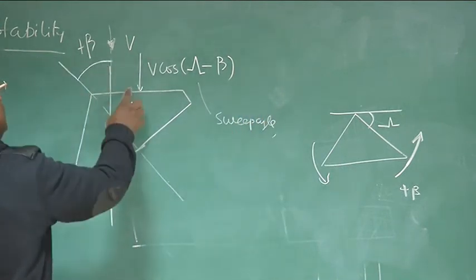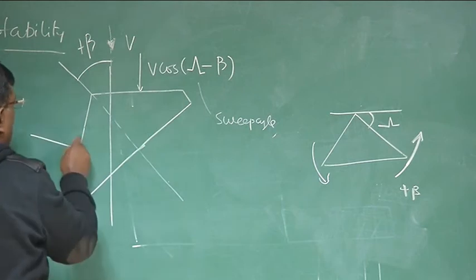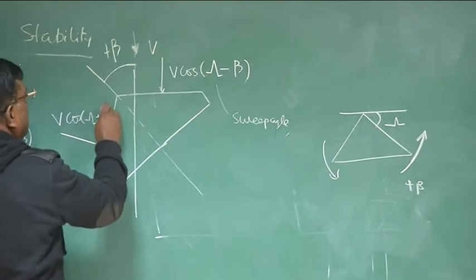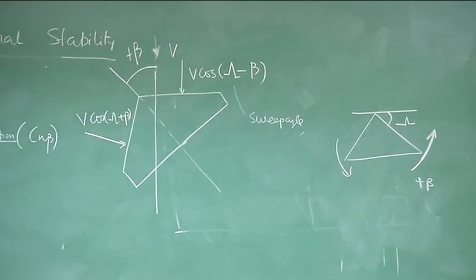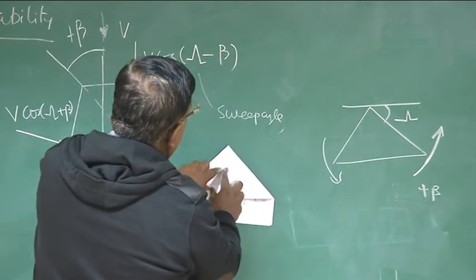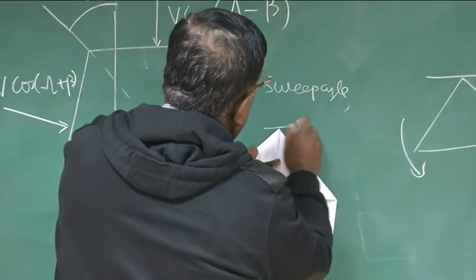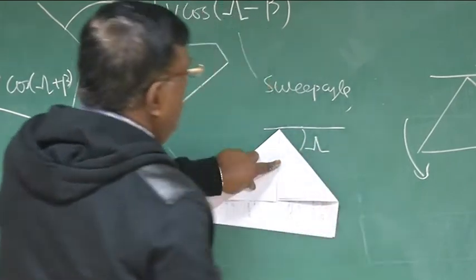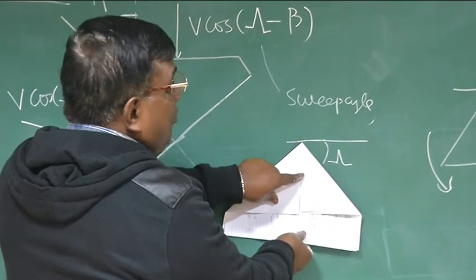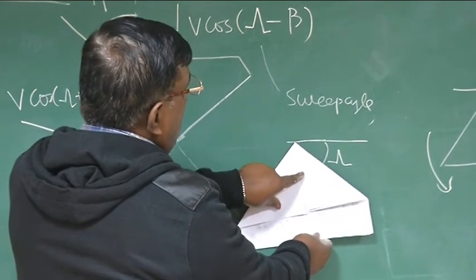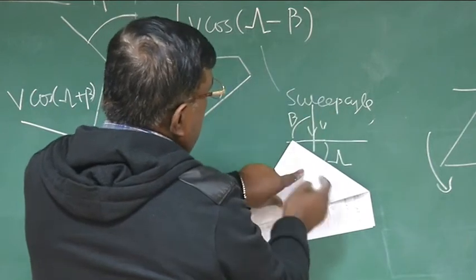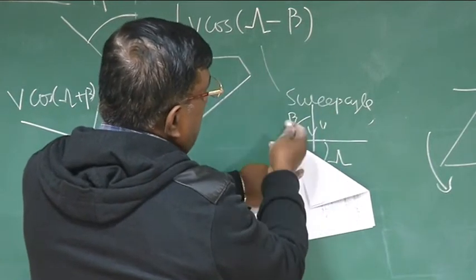Because it has gone in, it has reduced, whereas the normal component here has increased: V cos(lambda plus beta). Is this clear? If I draw the airplane like this, and let's say this is the sweep angle lambda. Now, when I fly such that there is a positive beta, that means I will turn like this, so the relative airspeed is this. So this is beta; it has turned by angle beta.